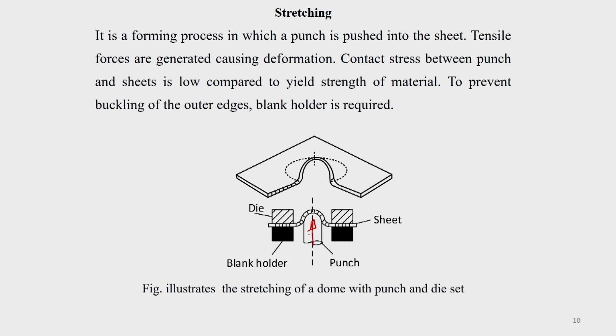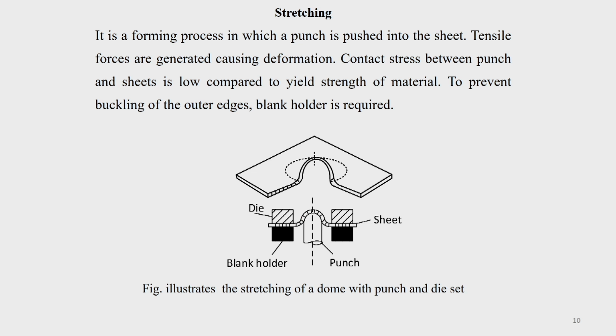Either it is moving upward or downward, so that tensile forces will be generated inside the material, and then it will change shape. The inside shape will be decided by the shape of your punch. Okay, so that way you can get it.